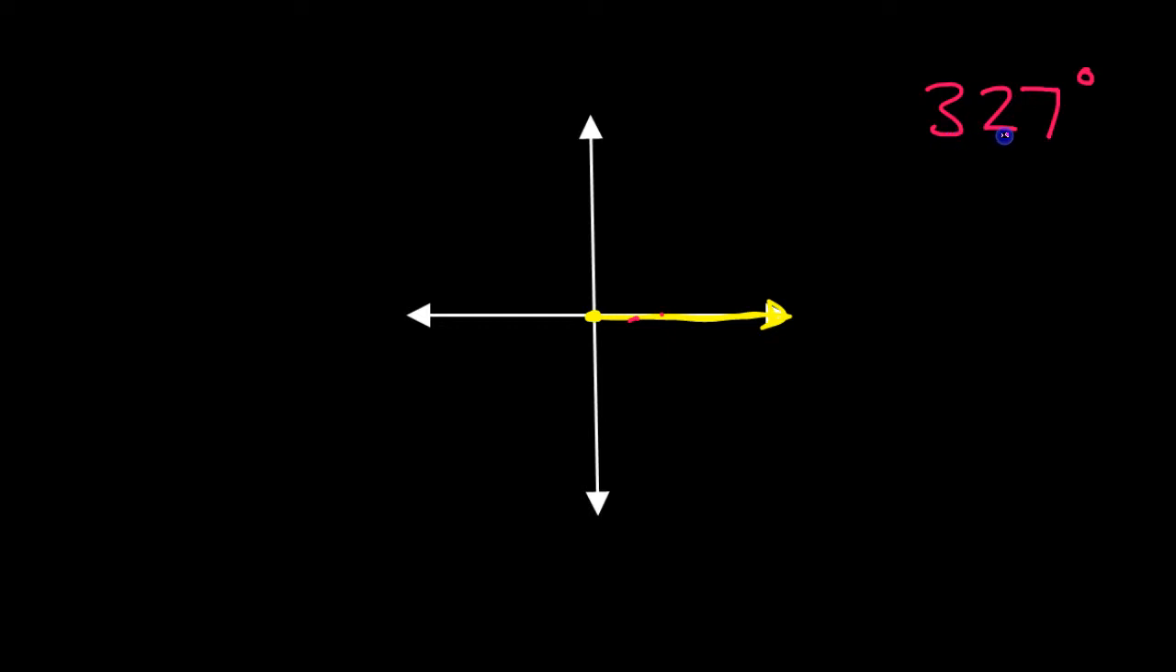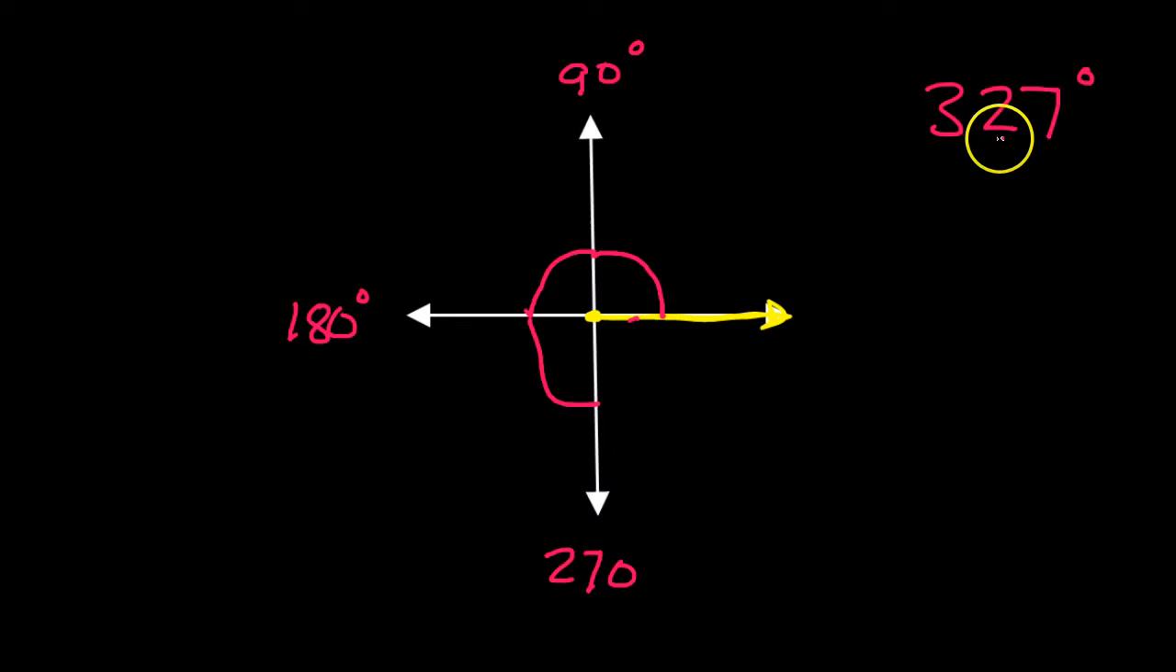So a positive degree measure means we go counterclockwise like this. If I go this far, I'm at 90 degrees. If I go this far, now I'm at 180 degrees. If I go this far, then I'm at 270 degrees. I'm shooting for 327. Now, obviously, if I went all the way around back to where I started from, that would be 360 degrees. I don't want to go quite that far, so I need to back up a little bit.